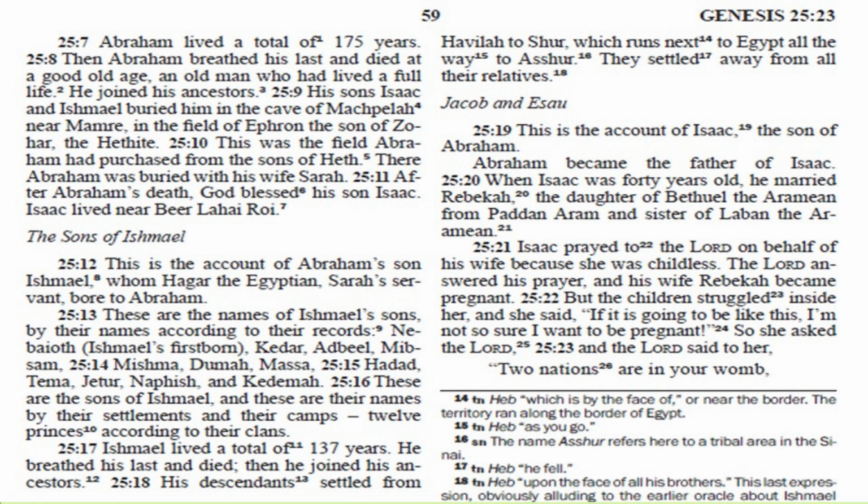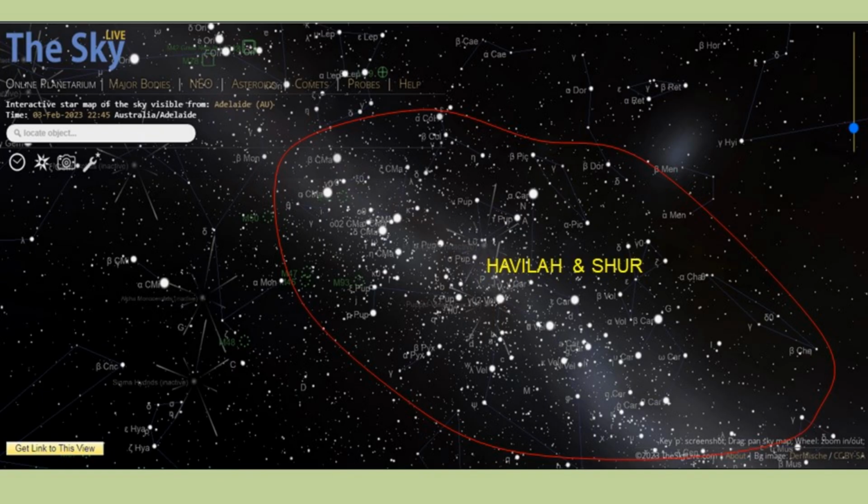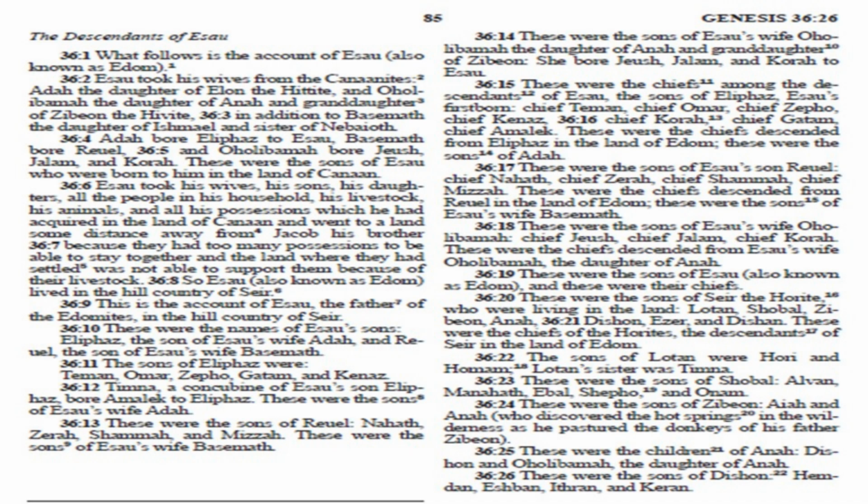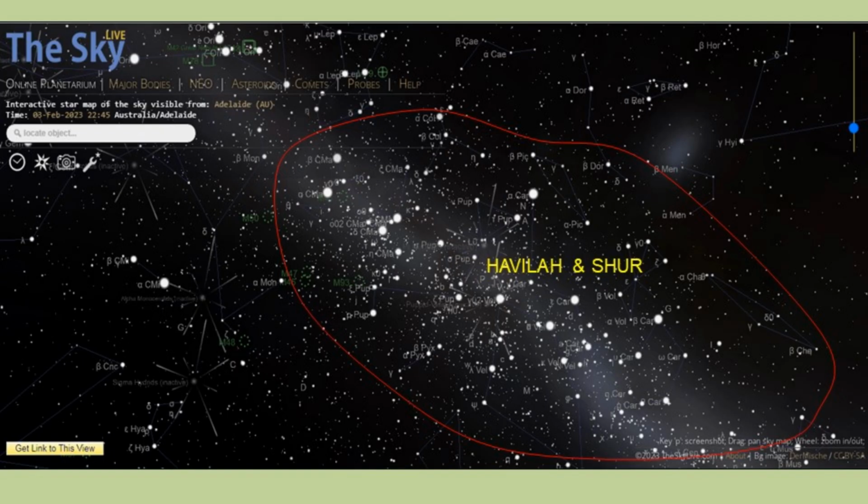As already mentioned, Havilah is next to Egypt. This indicates that the constellations Canis Major, Puppis, Pyxis, Vela and Carina represent Havilah and Shur, which are next to Orion. Esau married 3 females and 1 among them is from Havilah. This indicates that Seir should be near Havilah.